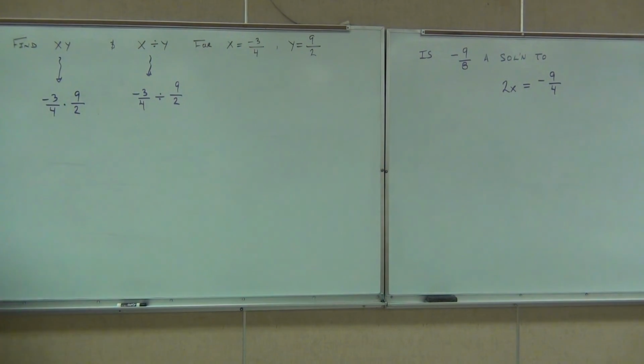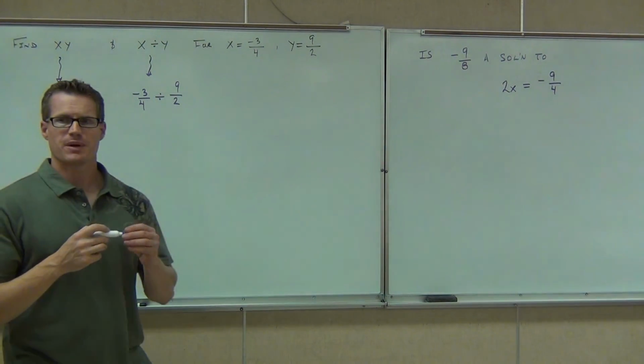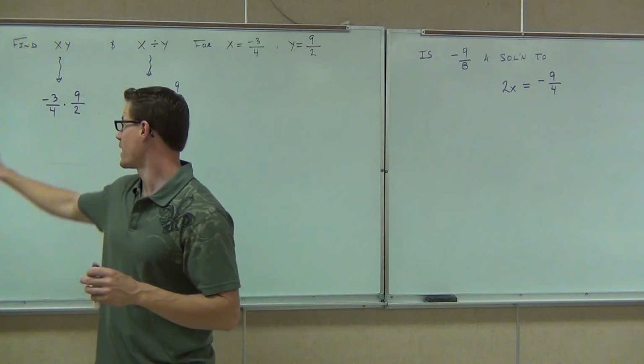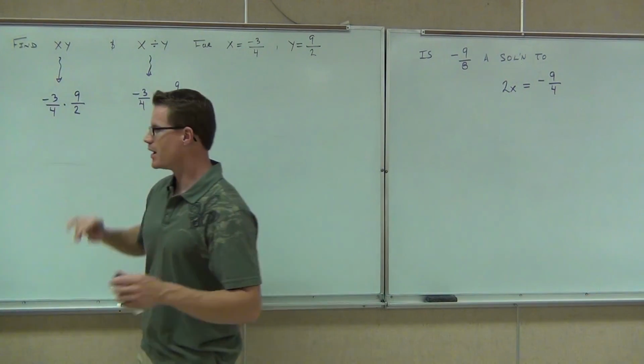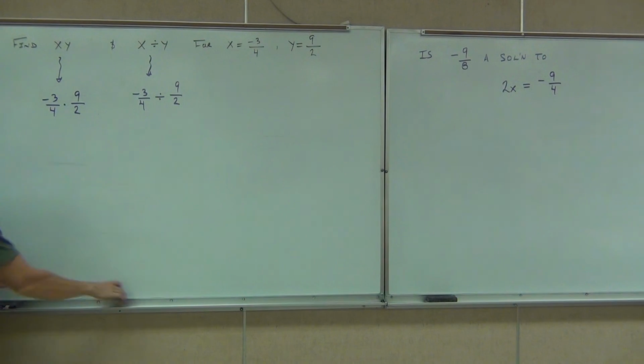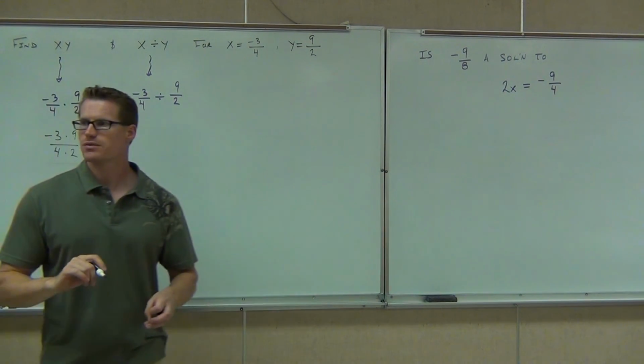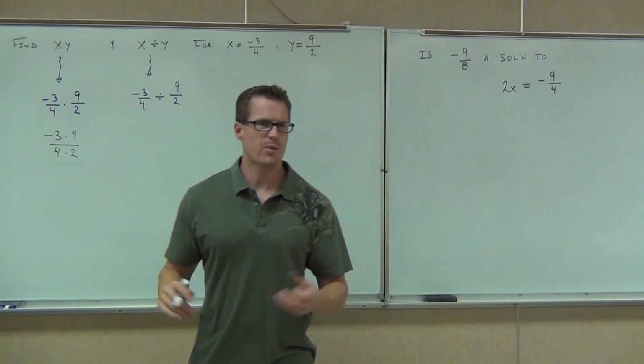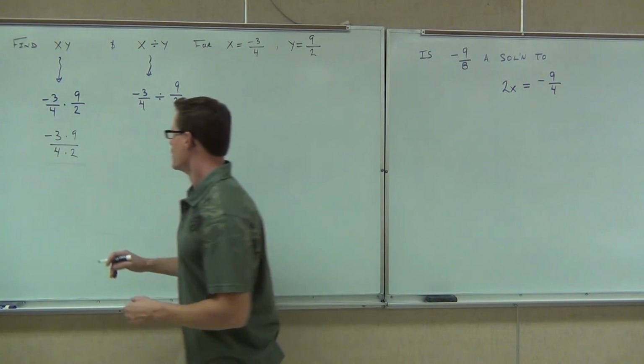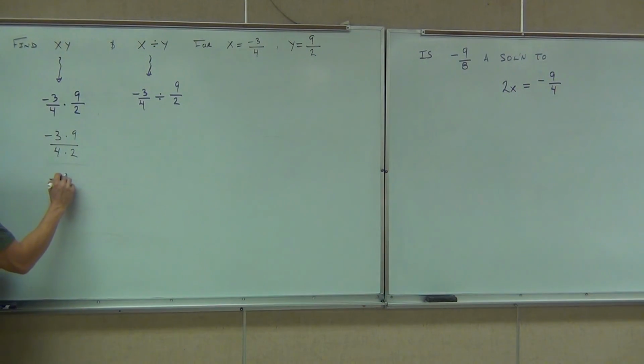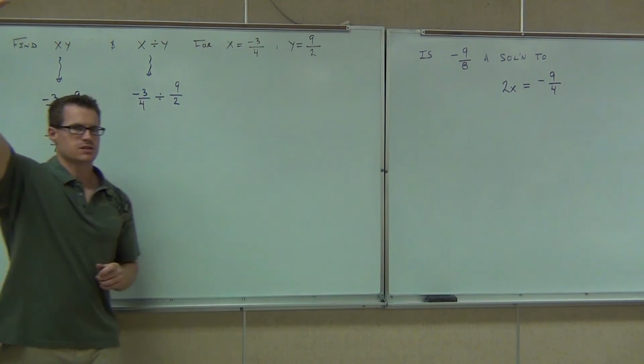Okay, so the first one. Ladies and gentlemen, do we need to flip anything or reciprocate anything on the first problem? No, it's multiplication. Don't change any of that stuff. All we're going to do is extend our line or rewrite the fraction as I'm about to do. We'll look for anything to cross out. Is there anything to cross out there? No. Any common factors that you see? No. So we're going to get negative 27 over 8. Raise your hand if you got negative 27 over 8.